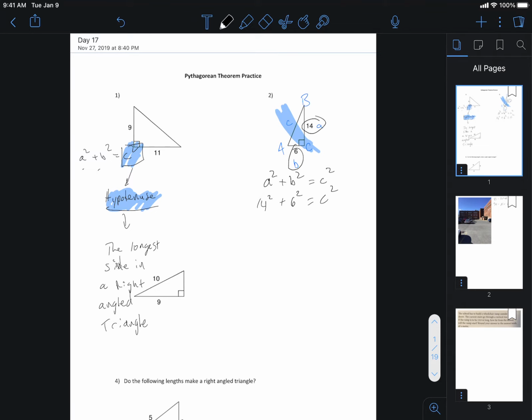So let's just do the math. Can't remember off the top of my head what 14 squared is, so let's just type it in. All right? 14 times 14. 196. Okay, that has to be added to 36, because 6 squared is 36. That has to equal c squared. Okay, so now I'm thinking, okay, well, what's 196 plus 36? Let's do that. 232.